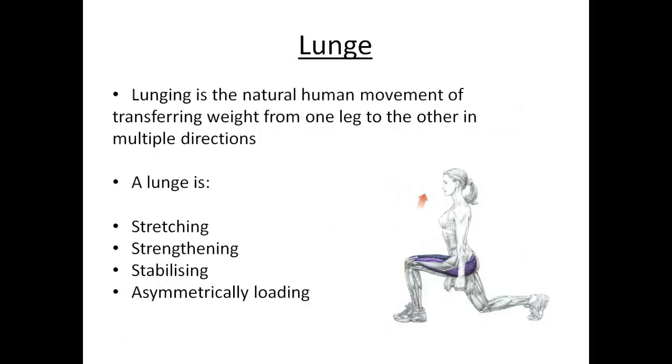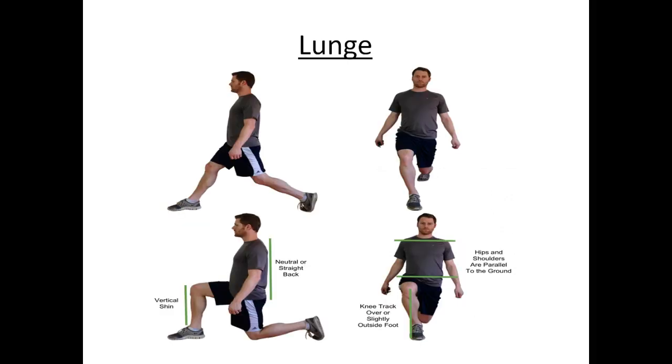So lunge is a natural human movement of transferring weight from one leg to the other. The great thing about the lunge is it's a stretching exercise, it's a strengthening exercise, it's a stabilizing exercise, and also it's an asymmetrically loading exercise. That means that you're loading on just one side. Here's an example of a good lunge. Nice upright torso.